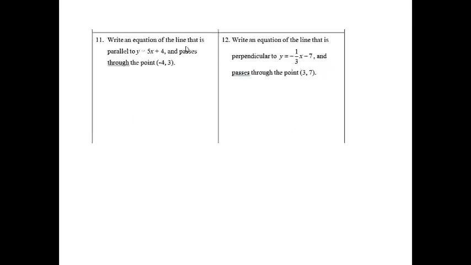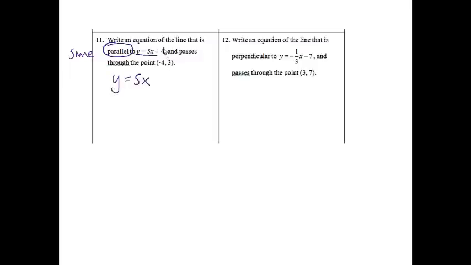Write an equation of the line that is parallel to y equals 5x plus 4 and passes through the point -4, 3. With these two problems, you really have to watch which one it says to do. This one's parallel, which I know means the same slope. So if this line says y equals 5x, then my line has to say y equals 5x.